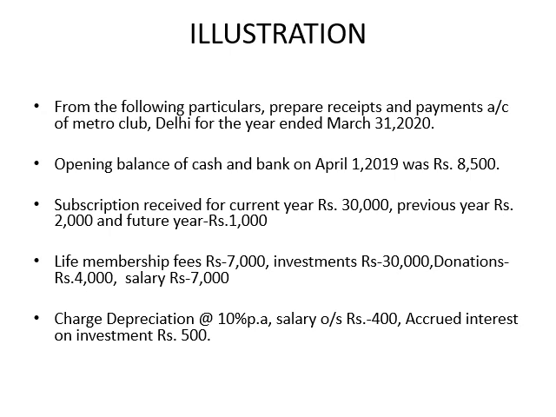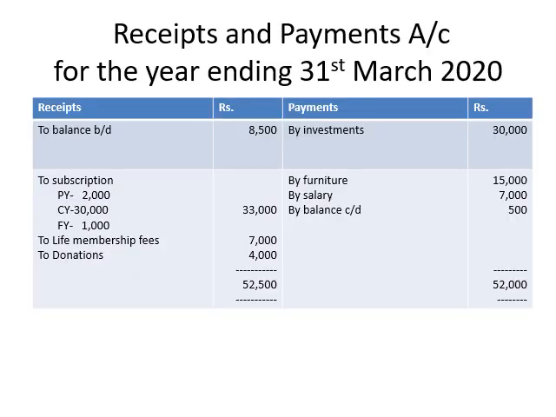In this example, at the end, depreciation at 10% has been given, salary payable outstanding has been given, and accrued interest on investment receivable is also given. These items will not be recorded in the receipts and payment account. So this is the solution of the receipts and payment account.